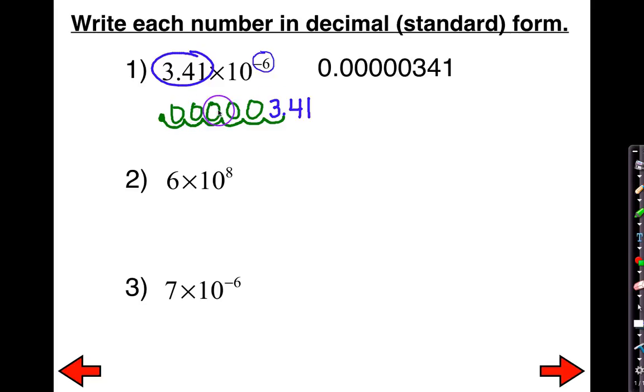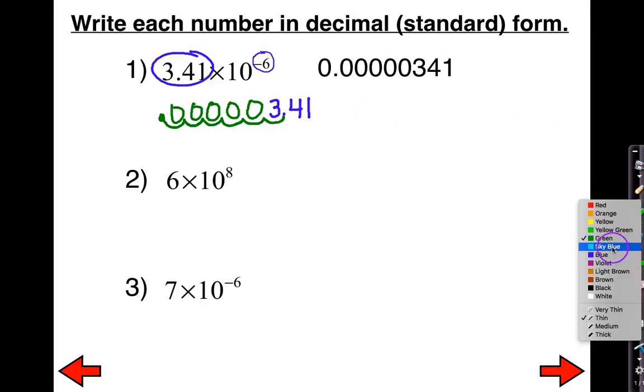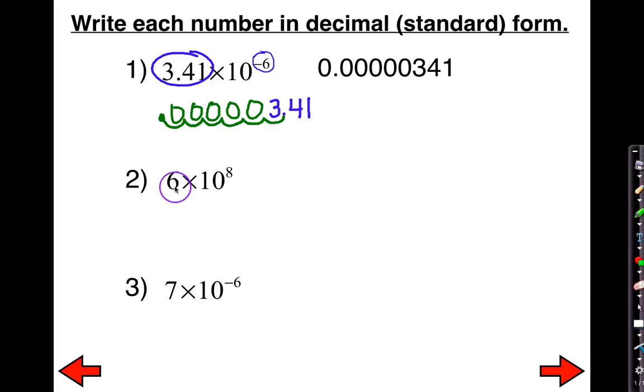Okay, so notice there's 1, 2, 3, 4, 5 zeros, 1, 2, 3, 4, 5. Notice the number of zeros don't necessarily correlate to the exponent because some students assume that. So just please be careful about that.